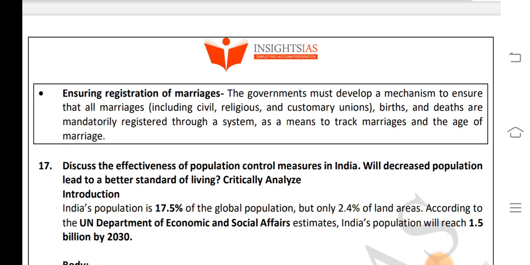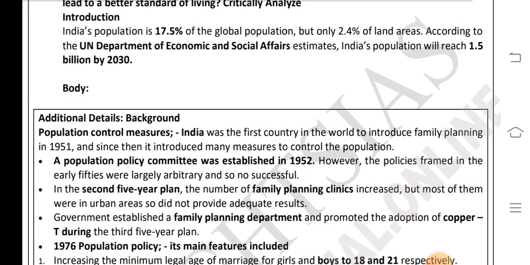Targeted social and behavior change communication, SBCC, and changing social norms that include girls and boys in marriage-related decision making. Ensure registration of marriages. The government must develop a mechanism to ensure that all marriages, including civil, religious and customary, and also births and deaths, have mandatory registration through the system, as a means to track marriages and the age of marriage.